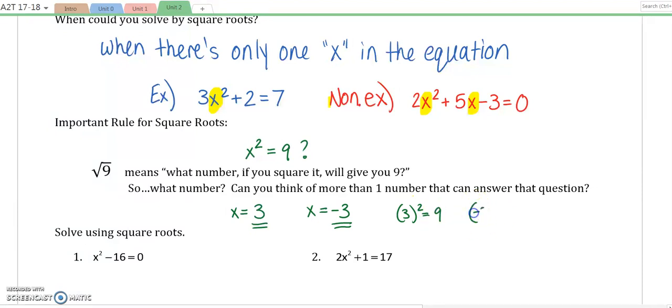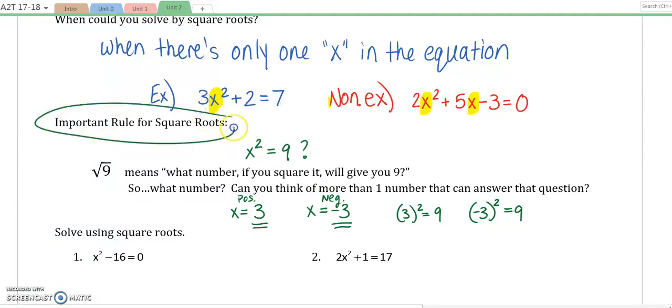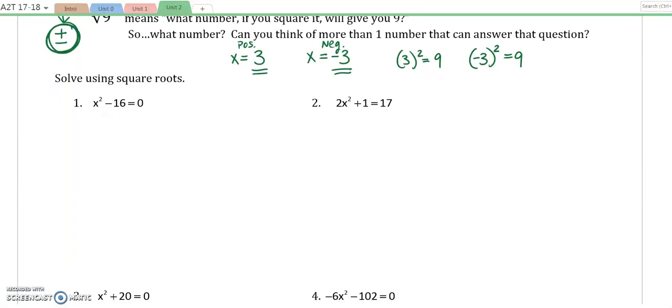Remember, we've talked about this before. If I square negative 3, that's negative 3 times negative 3, that's also going to be a positive 9. So what happens when we do these square roots inside of an equation is you end up with two solutions: a positive solution and a negative solution. So something that's going to show up every time we do square roots, the important rule, is that as soon as you take the square root of something in an equation, you need to put that plus or minus in there. And that's what this symbol is: plus for the positive, minus for the negative. Alright, so let's take a look and I'll show you some examples.